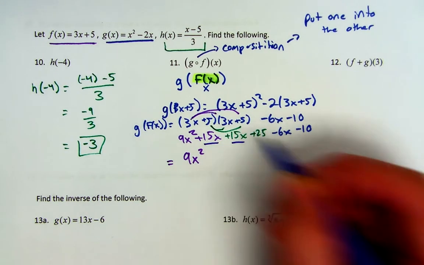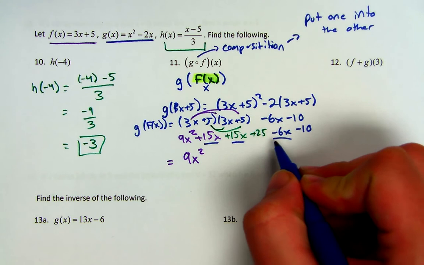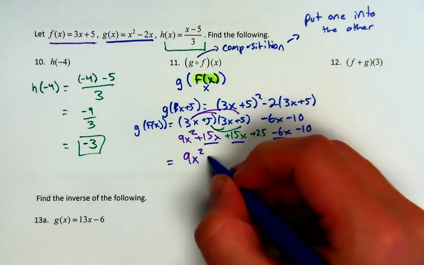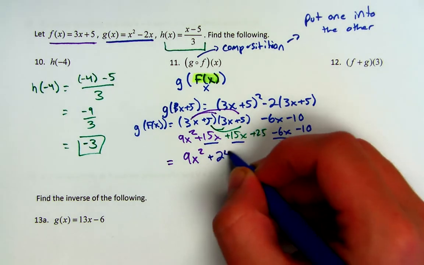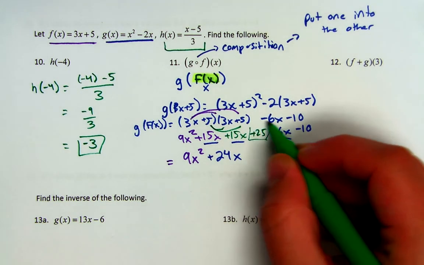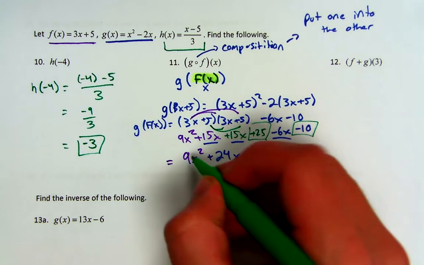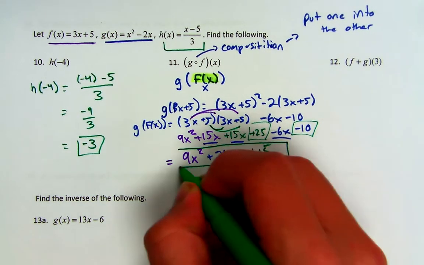I got 15x, 15x, minus 6x. So 15, 15, that's 30. 30 minus 6 is 24, so plus 24x. And finally, I've got plus 25 minus 10, so plus 15. So that is my composition.